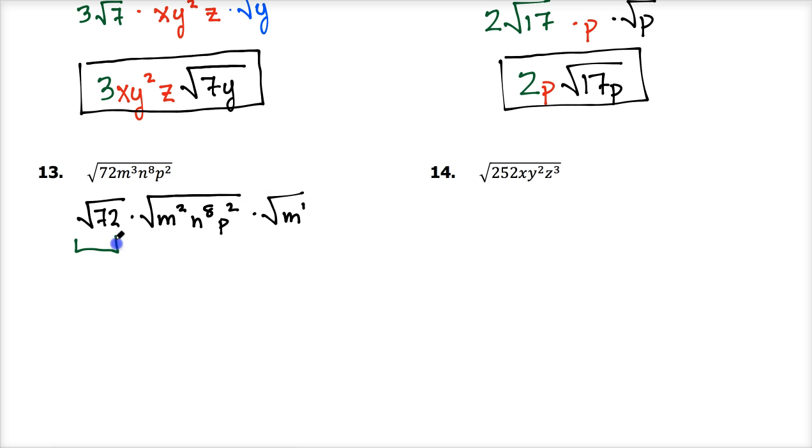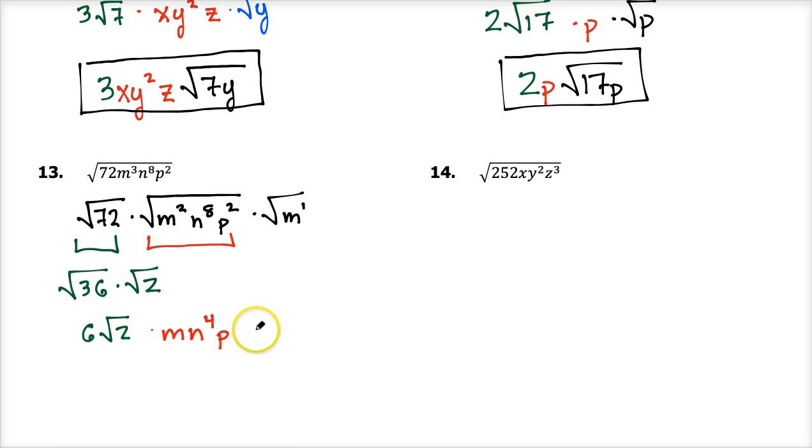Radical 72 you can split up into radical 36 times radical 2, which becomes 6 radical 2 at the end. This middle part gives us m n to the 4th p, and then my last part is just radical m. So my answer is 6 m n to the 4th p radical 2m.